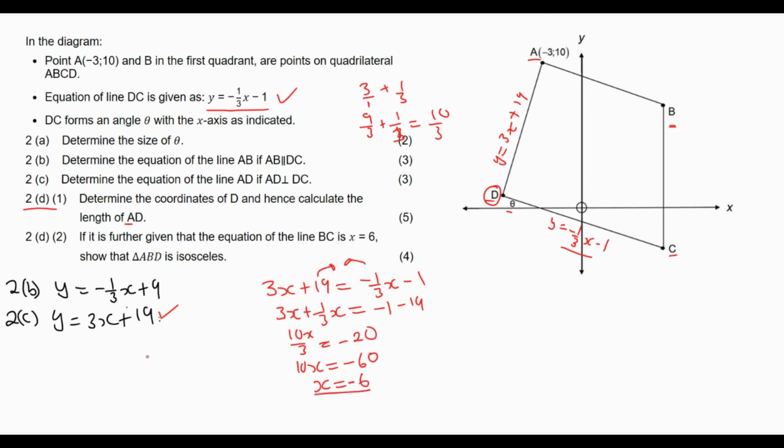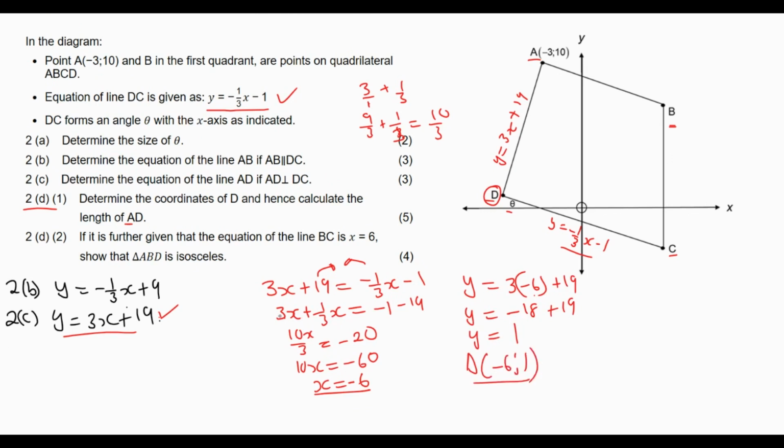We need to find y, so we can use even this equation. y = 3 times -6 plus 19; where there's x, we put -6. It becomes y = -18 + 19, so y = 1. Okay, therefore the coordinates of D are (-6, 1).